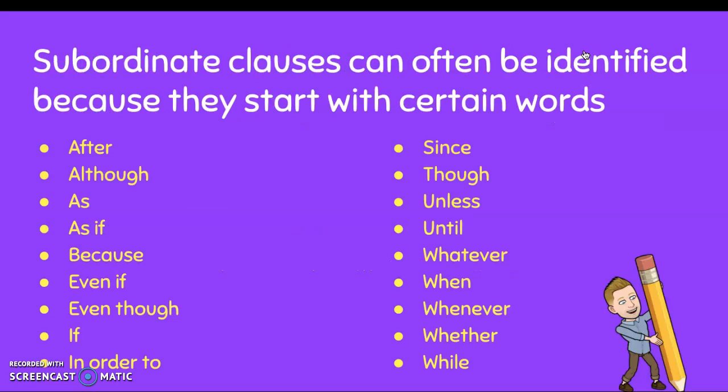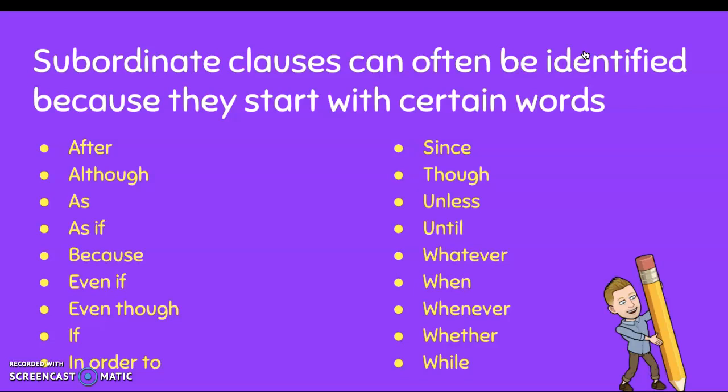Alright, subordinate clauses can often be identified because they start with certain words. So these words often start subordinate clauses. After, although, as if, because, even if, even though, if, in order to, since, though, unless, until, whatever, when, whenever, whether, and while. Those are the words that 9 times out of 10 start a subordinate clause. So you will be using those words in your writing to start your subordinate clauses.